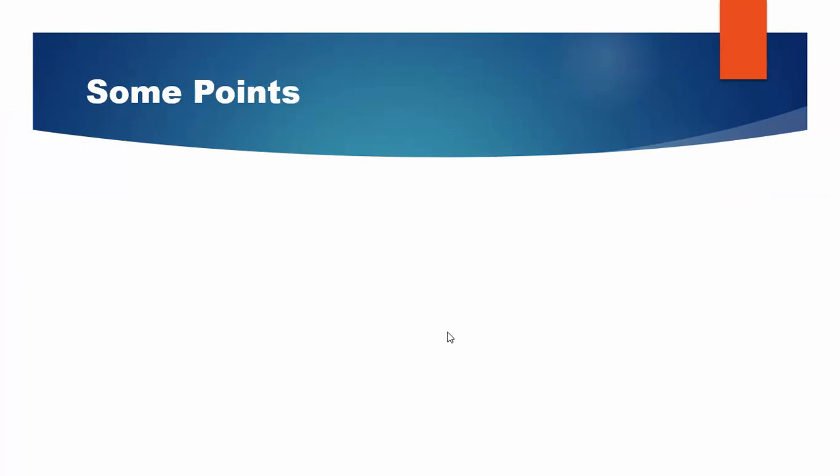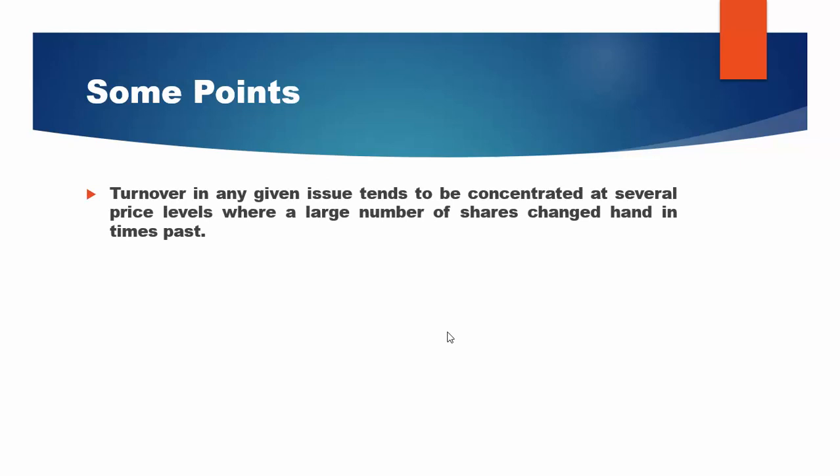Support and resistance help us predicting the price movement, as you might have seen before by many expert chart readers. This is possible because turnover in any given issue tends to be concentrated at several price levels, where a large number of shares changed hand in times past. So if we watch the past behavior of our issue, we will see some levels with these characteristics. So we can expect that kind of reaction in the future.